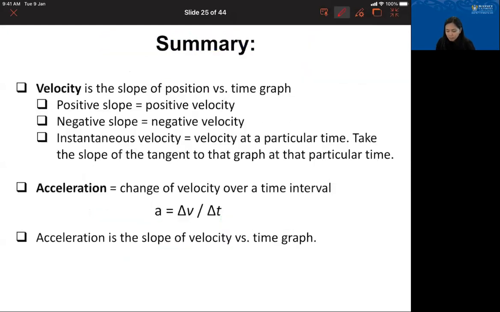Right. So yeah. So that covers everything we need to cover in this lecture with acceleration and interpreting line graphs.